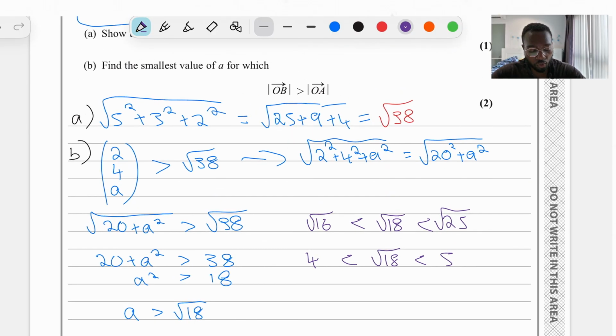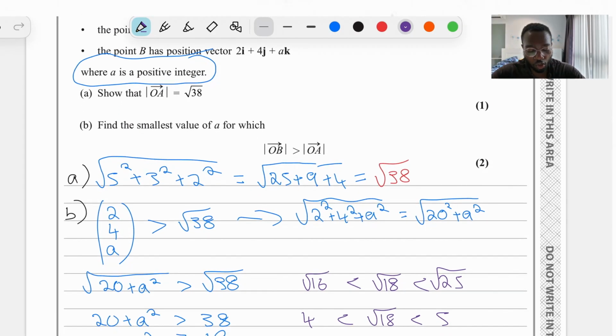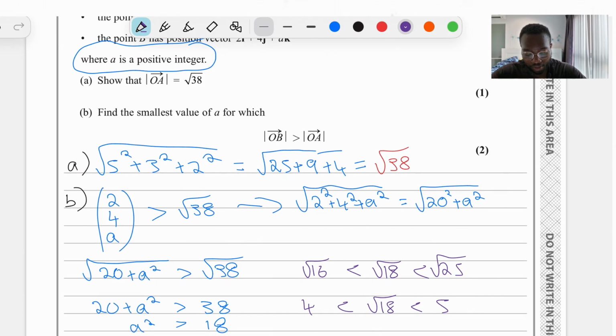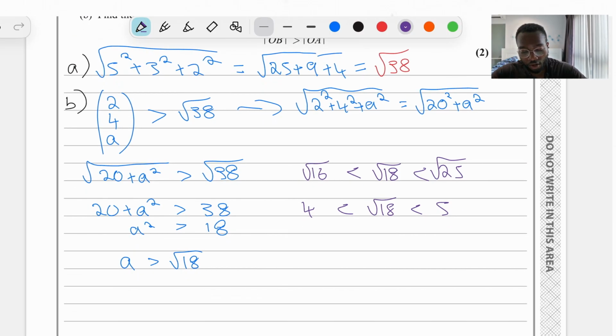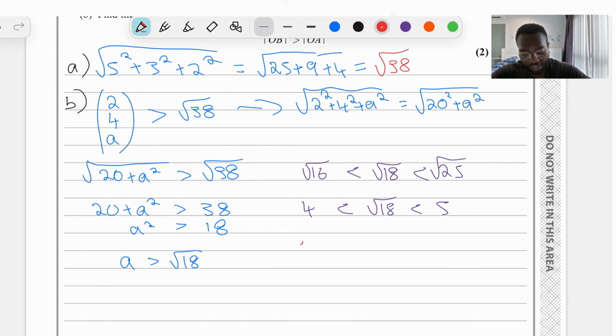In the question, we want the smallest value where the distance OB is going to be greater than OA. We know that 4 is going to be too little, as it's less than root 18, so it's not going to work. It has to be 5, because root 18 is smaller than 5. Therefore, 5 is the smallest integer we can have. So the answer to this question is that a is equal to 5.